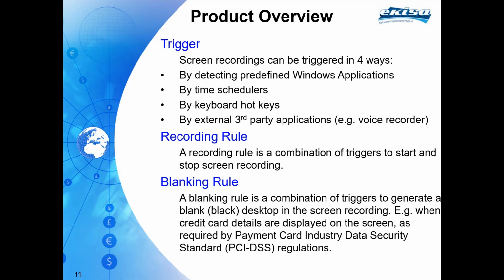A recording rule is exactly what it says, a combination of triggers to start and stop a screen recording. A blanking rule is a combination of triggers to generate a blank desktop in the screen recording, for example, when credit card details are displayed on the screen.